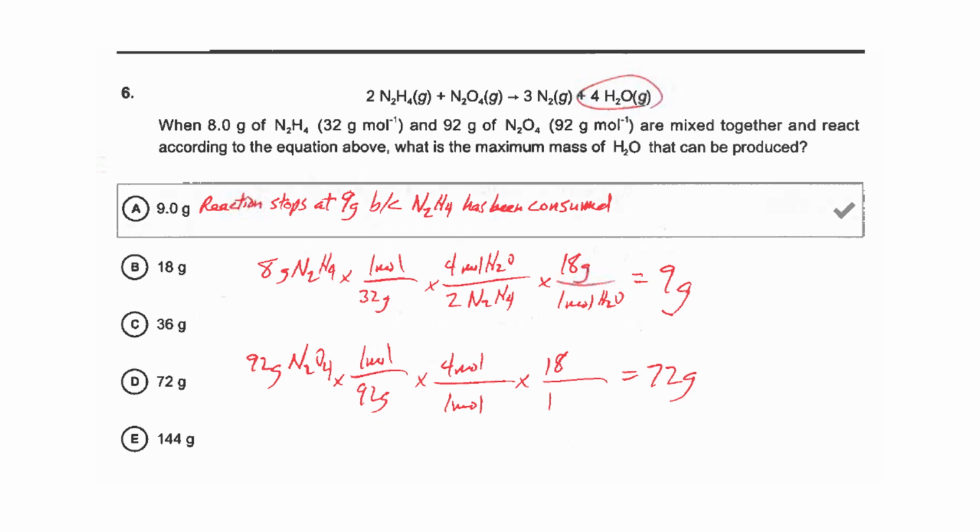And the mass of water that could be made based upon the N2H4 was only 9 grams. And that's when the reaction would stop because the hydrogen would be all used up. The other value would never actually be reached.